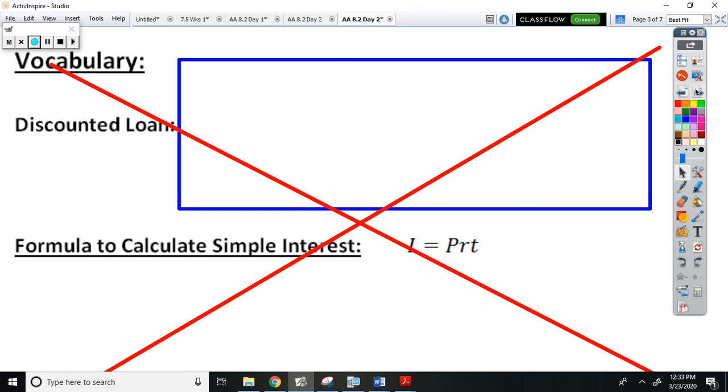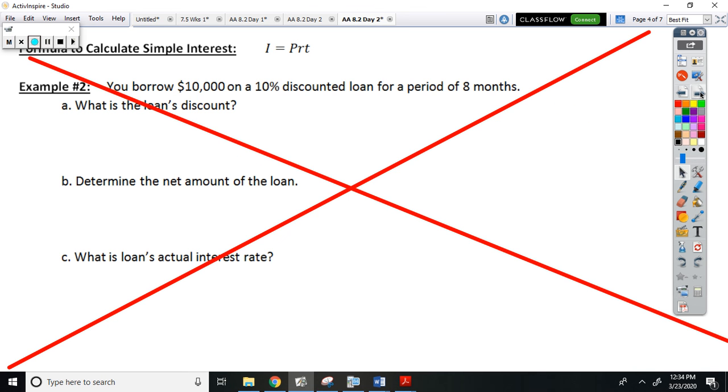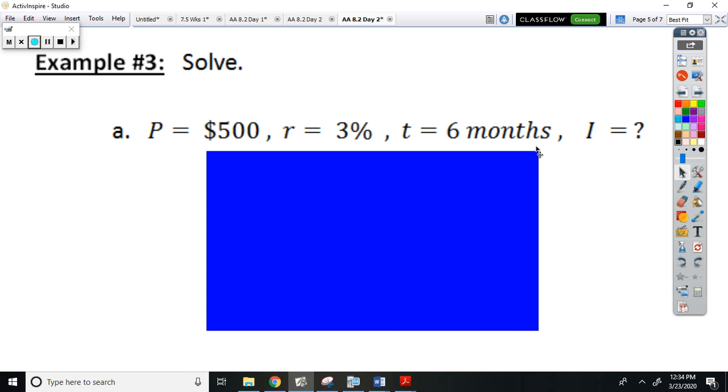We are skipping the discounted loans. If anyone looked ahead at the notes on Classroom, we are not doing those this year. So our last few examples, you guys can try on your own. So if you'd like to, go ahead and pause the video. If you think you need more instruction, go ahead and pay attention while we're going over.